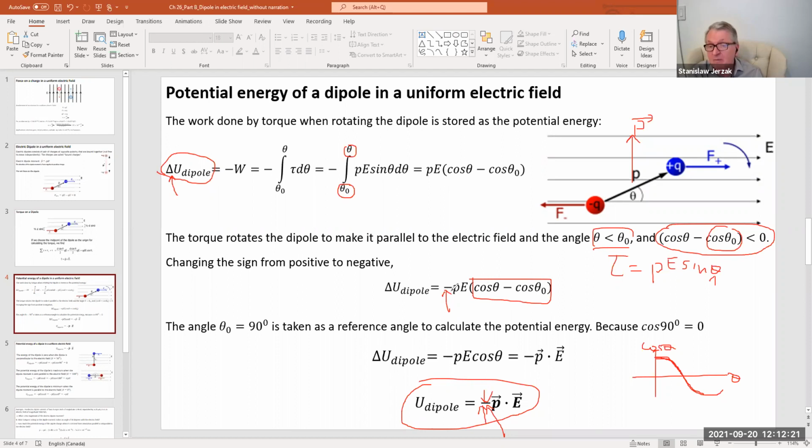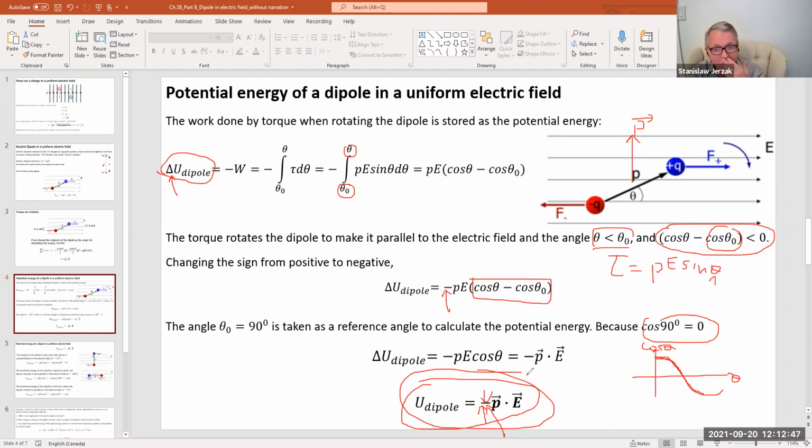Why I did it? Because when using this expression here, we always calculate energy relative to when theta 0 is equal to 0. So you see this, that cosine of 90 is equal to 0, I already take it right away, that any energy will be calculated relative to that perpendicular orientation. And then the negative sign must be there, as you will see from the next slide.